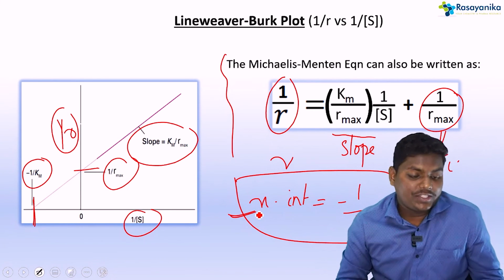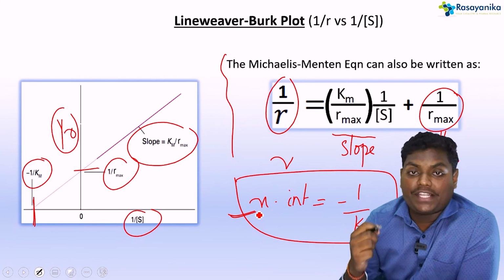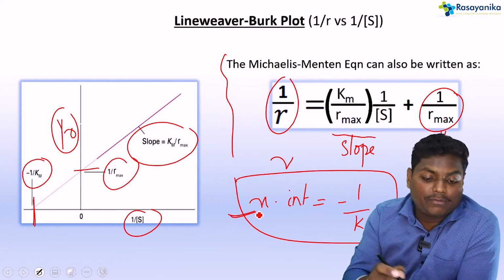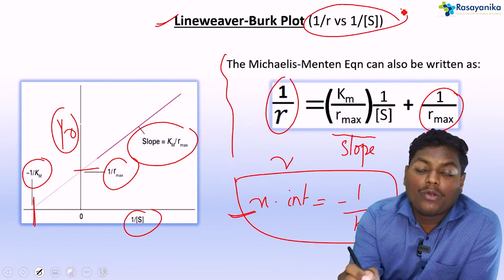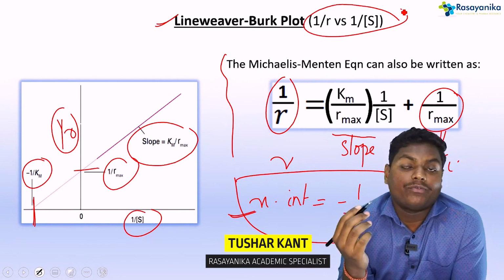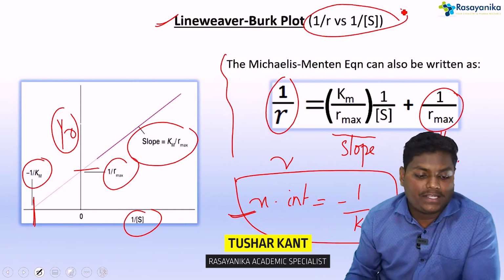So in this session, we have discussed in short what the Michaelis Menten equation is, the various parameters it includes, and the Lineweaver Burk plot, which is a plot between 1 by R, the inverse of the rate, versus the inverse of the substrate concentration.